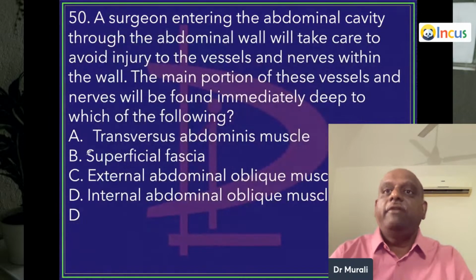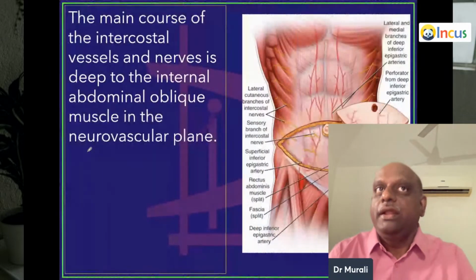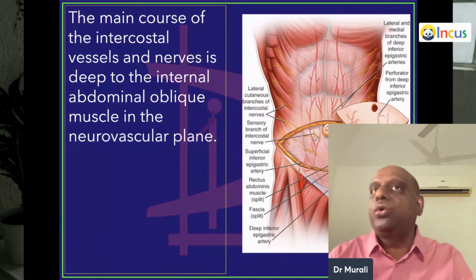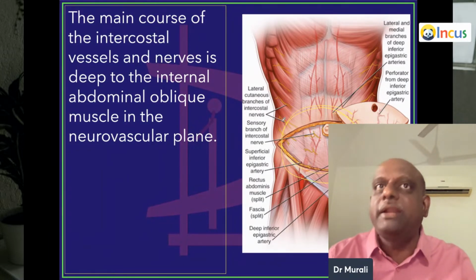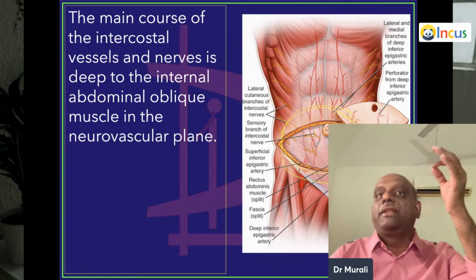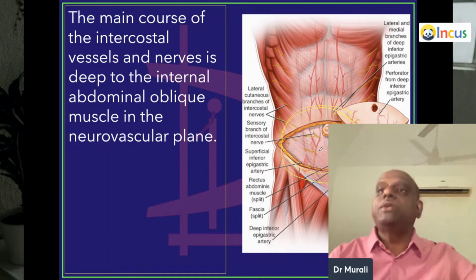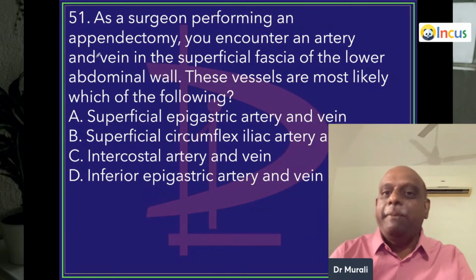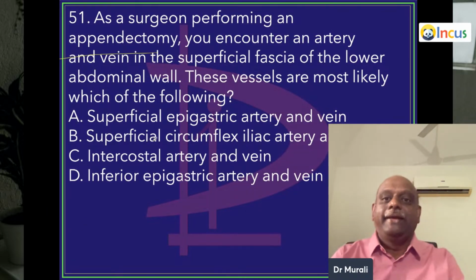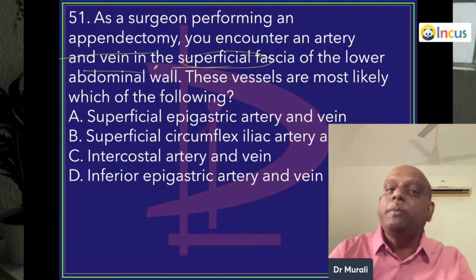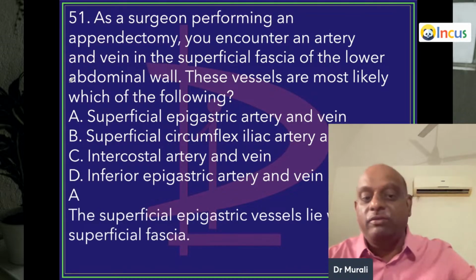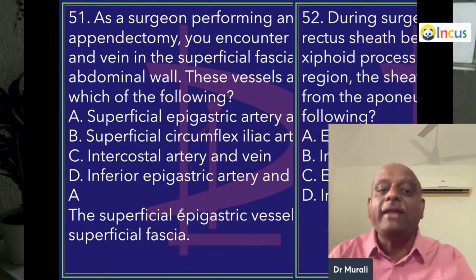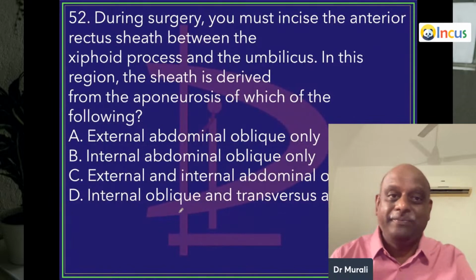Now, a very interesting question. The main course of the intercostal vessels and nerves, they all go deep to the internal abdominal oblique muscle. There is a neurovascular plane through which they pass is what you need to remember. You are doing appendicectomy. You encounter an artery and vein in the superficial fascia of the lower abdominal wall. So the superficial epigastric vessels, they all lie within the superficial fascia.